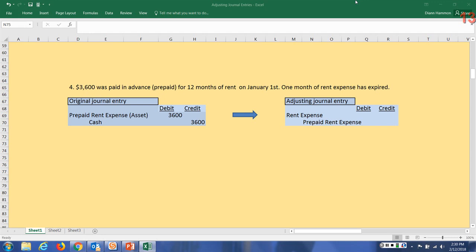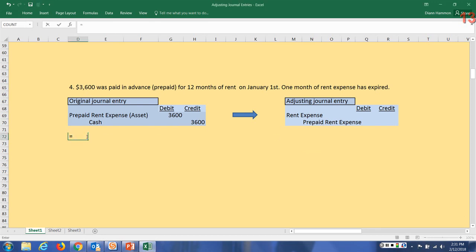So I put just the original entry up here so you can grasp what this would have looked like. So prepaid expense, the rent expense would have been an asset. It would have been debited for the $3,600, and then cash would have been credited. So a check or something would have been paid out. So a credit to the cash. Now we need to make the adjusting entry, which you see over on the right-hand side. And so we will debit now rent expense for some amount we're about to calculate, and then we are going to credit that prepaid expense account.